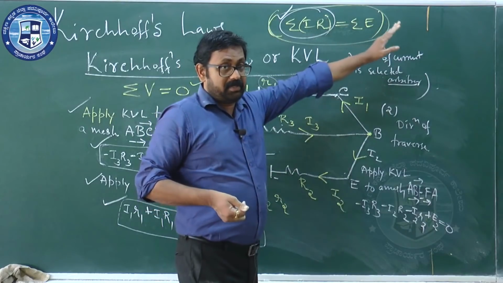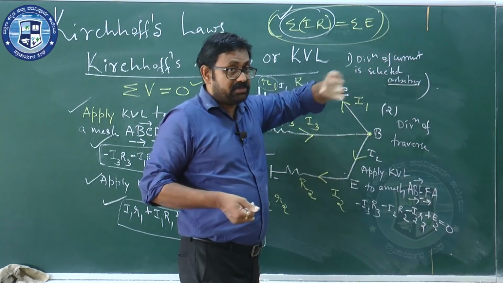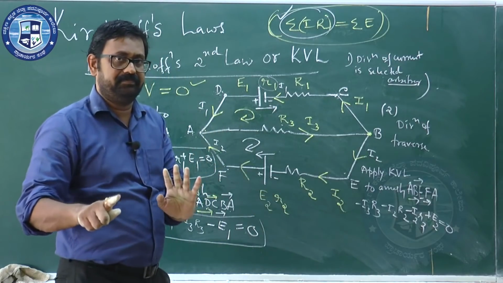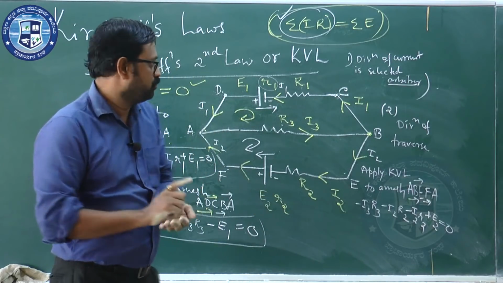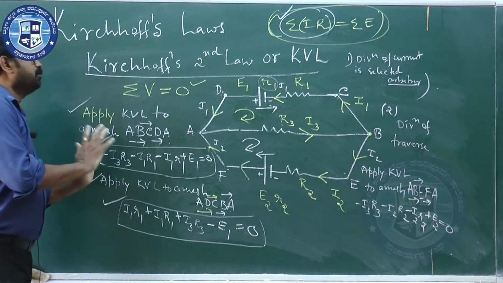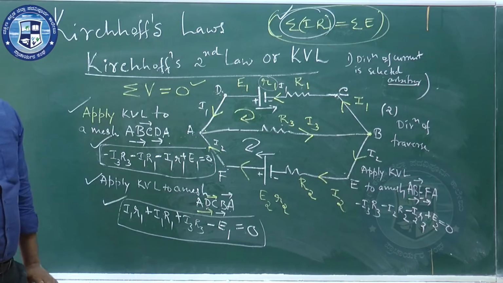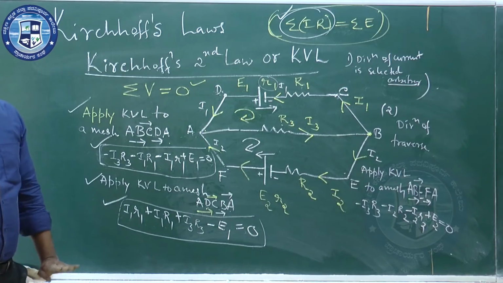If you are writing the algebraic sum of EMF on the other side, you have to reverse the sign convention which I gave for the EMF of a cell. Remaining things are the same. I hope you followed. So this is how we apply Kirchhoff's second law, or voltage law, to the mesh. So don't forget the sign convention.